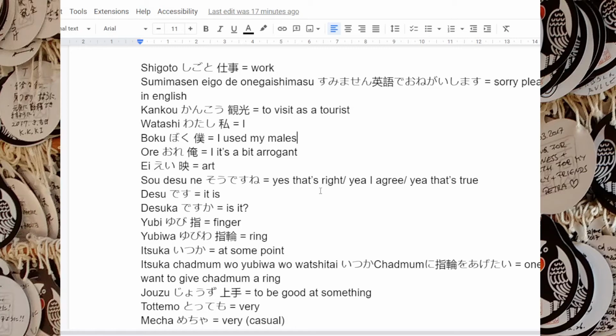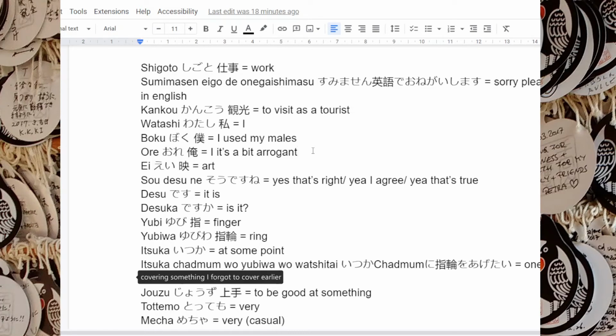For some reason, men use it, and it's not a very feminine word to use. Most women would use watashi or atashi. Atashi is kind of noble-ish, like, I'm a posh person, put simply. And then you also have ore. Now, ore is a little bit arrogant. It's like, I think I'm great, kind of way of saying it.